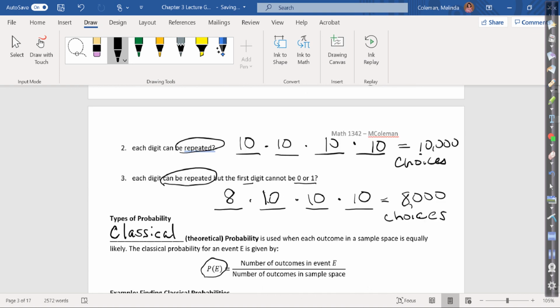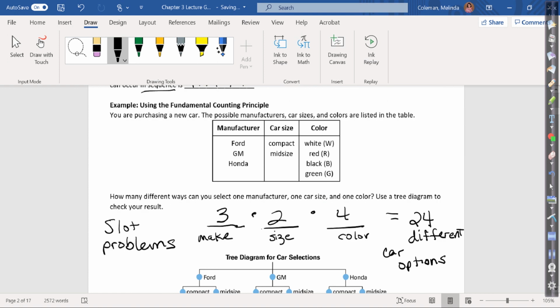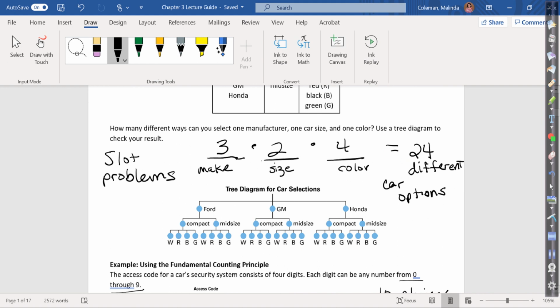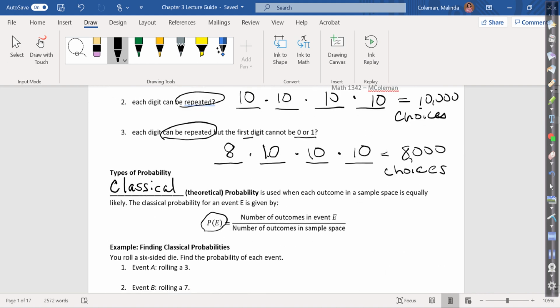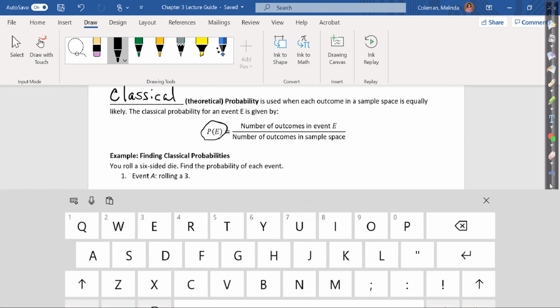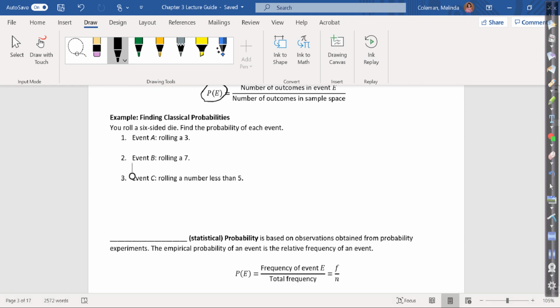So just like we did here, we knew how many outcomes there were whenever you roll the dice. Now I want to know what's the probability of getting these numbers to show up on the die. What are my chances that they're going to come up? And that's classical or theoretical probability. So you roll a 6-sided die. What is the probability that you roll a 3?